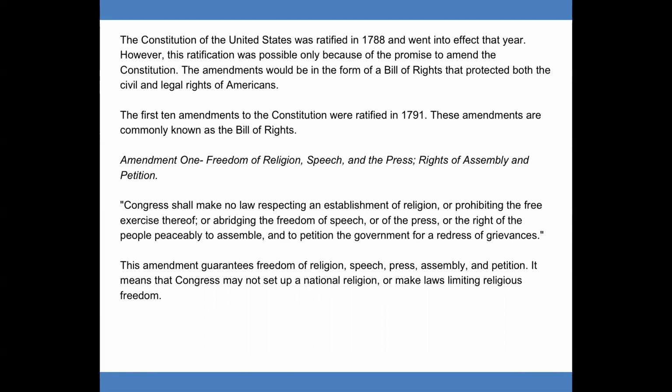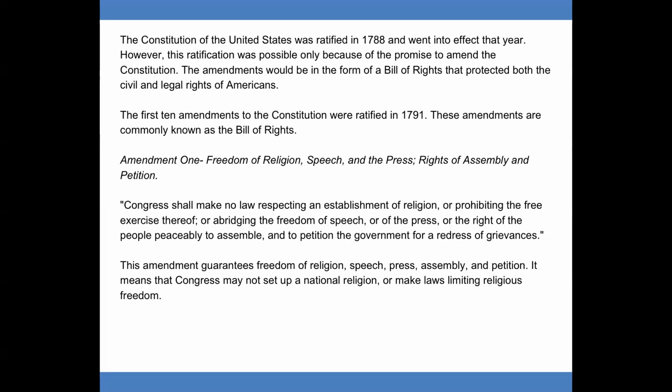Amendment 1, freedom of religion, speech, and the press, rights of assembly and petition. Congress shall make no law respecting an establishment of religion, or prohibiting the free exercise thereof, or abridging the freedom of speech or of the press, or the right of the people peaceably to assemble, and to petition the government for a redress of grievances. This amendment guarantees freedom of religion, speech, press, assembly, and petition.